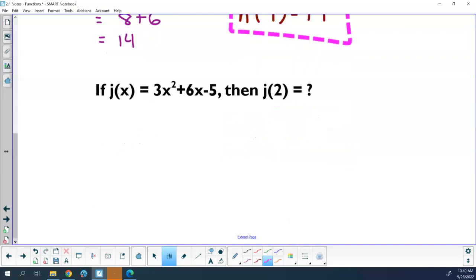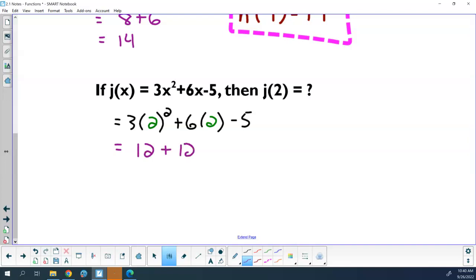J of 2, and that's going to be 3 times 2 squared plus 6 times 2 minus 5. 2 squared is 4. 4 times 3 is 12. 12 plus 12 is 24. 24 minus 5 is 19. So j of 2 would be 19.